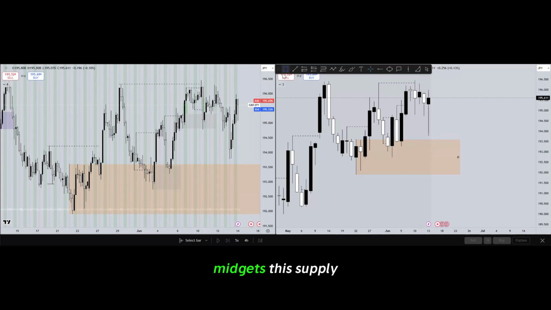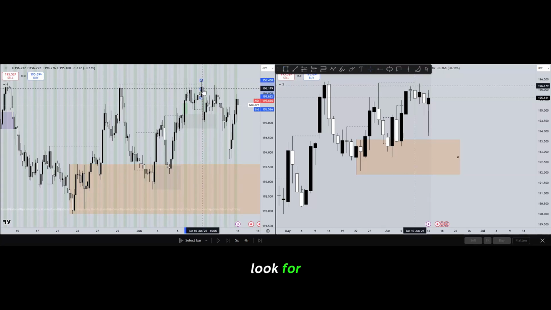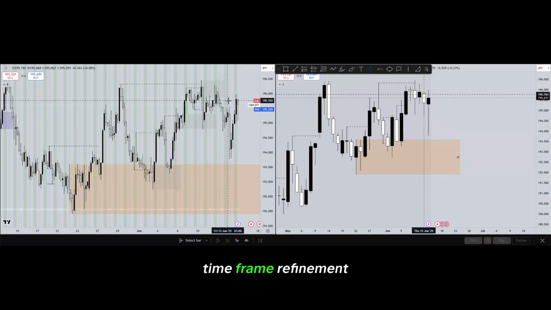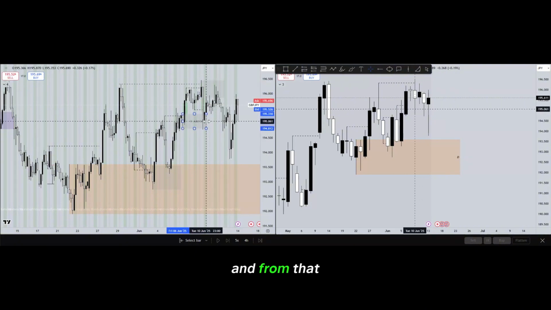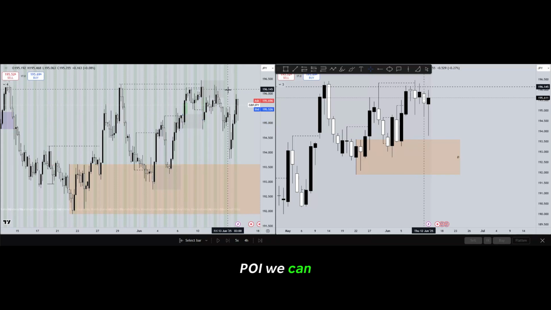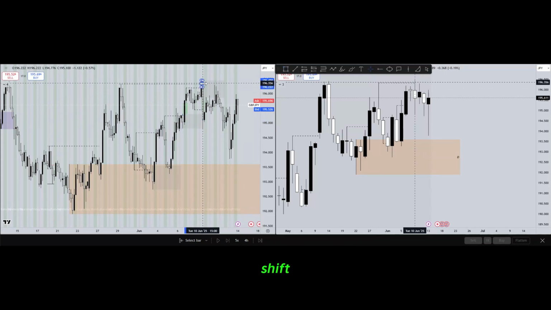So when price mitigates this supply zone, we can look for the lower time frame refinement POI, and from that POI we can look to trade from the 5-minute market structure shift.